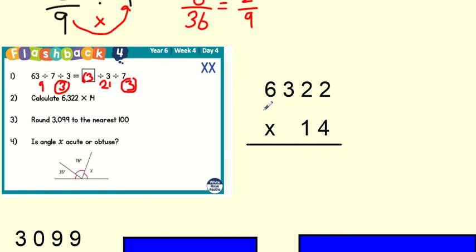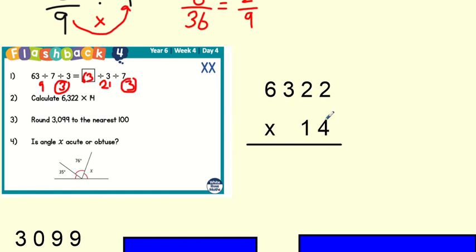Okay, question 2 then is asking us to calculate 6,322 multiplied by 14. Some of you might have multiplied by 10 mentally and then by 4, that's fine. Others of you may have done the formal written method that I'm going to talk you through here. So I'm going to go quite quickly through this because we've done this lots.